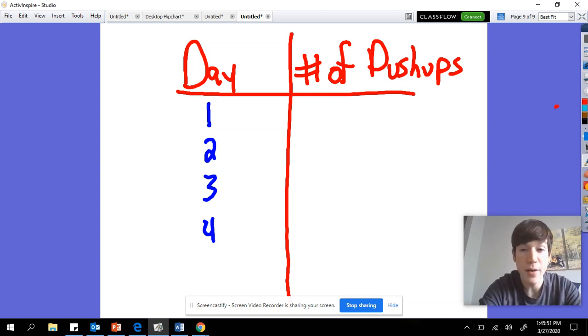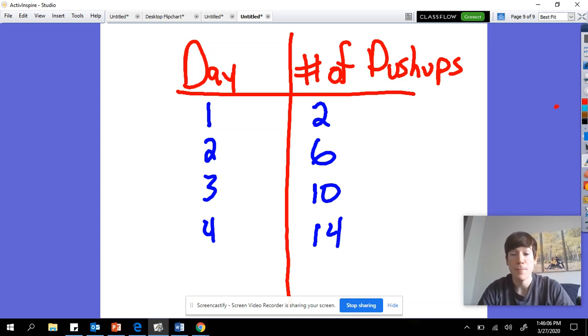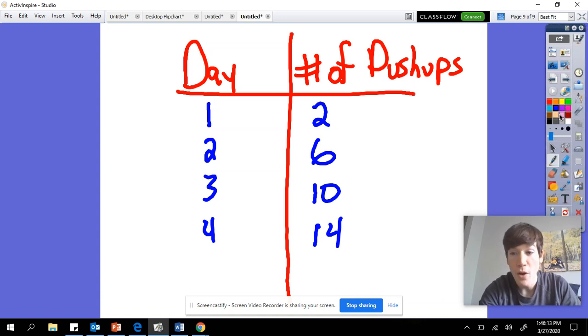So for instance, on day one, I did 2 push-ups. On day two, I did 6 push-ups. On day three, I did 10 push-ups. And on day four, I did 14 push-ups. So this gives me some information, and from this point, we can start to look for a pattern. Now, hopefully you see a couple different patterns here that we can use.